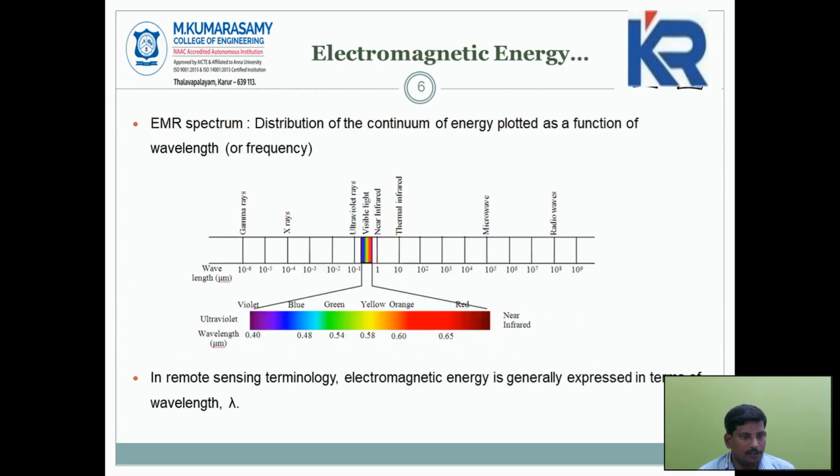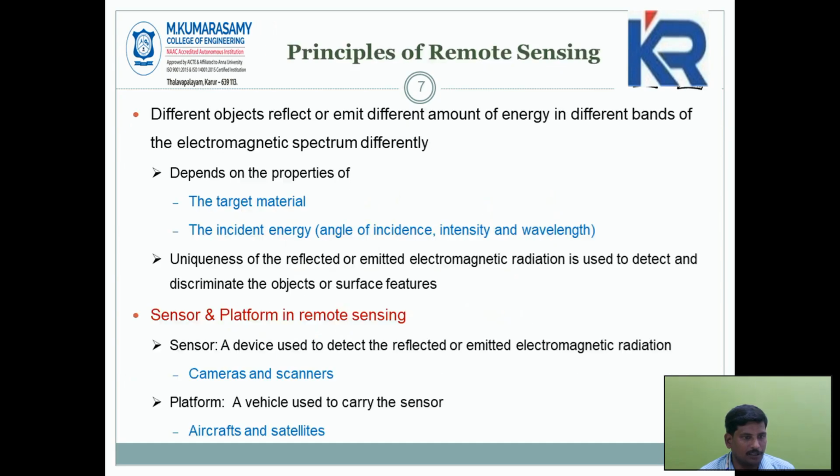So this is the typical EMR spectrum. Normally, the range from visible light, from violet at 0.4 micrometers, up to near infrared is the range of electromagnetic energy experienced in terms of the wavelength lambda. Mostly in this range we identify the features or particular objects on the earth.